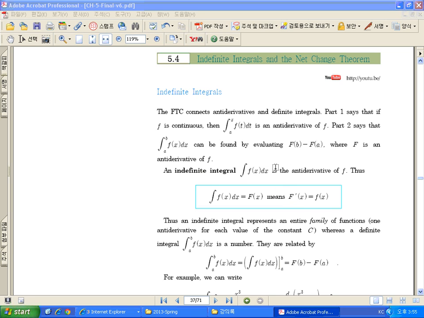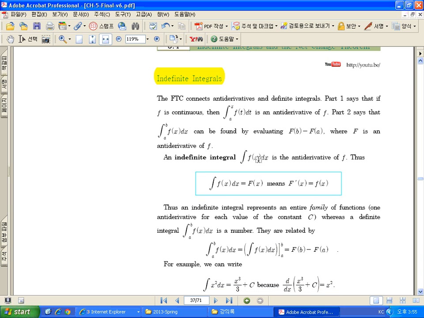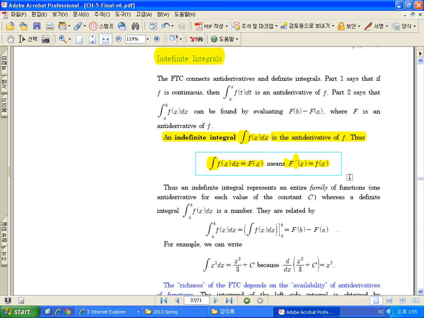Section 5.4, indefinite integrals and the net change theorem. Indefinite integrals. The indefinite integral of f of x dx is the antiderivative of f. Thus, this means F prime of x is equal to little f of x.